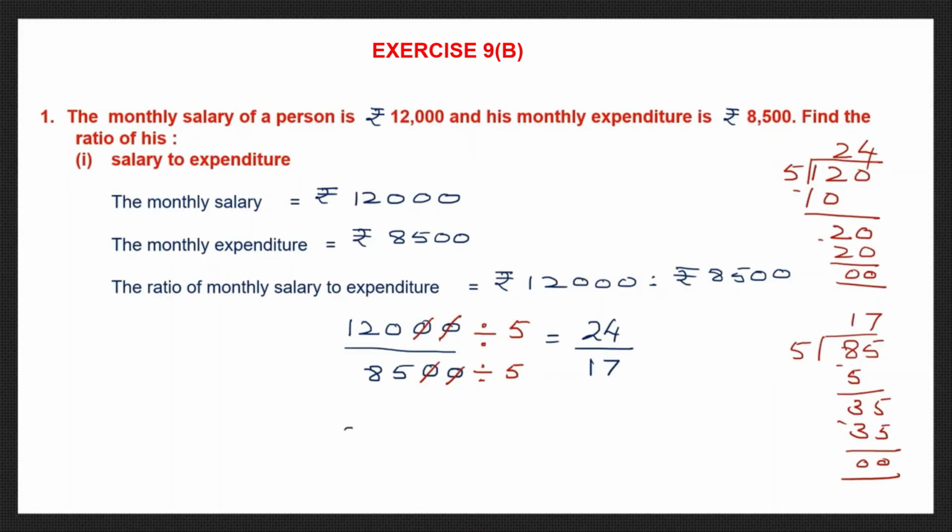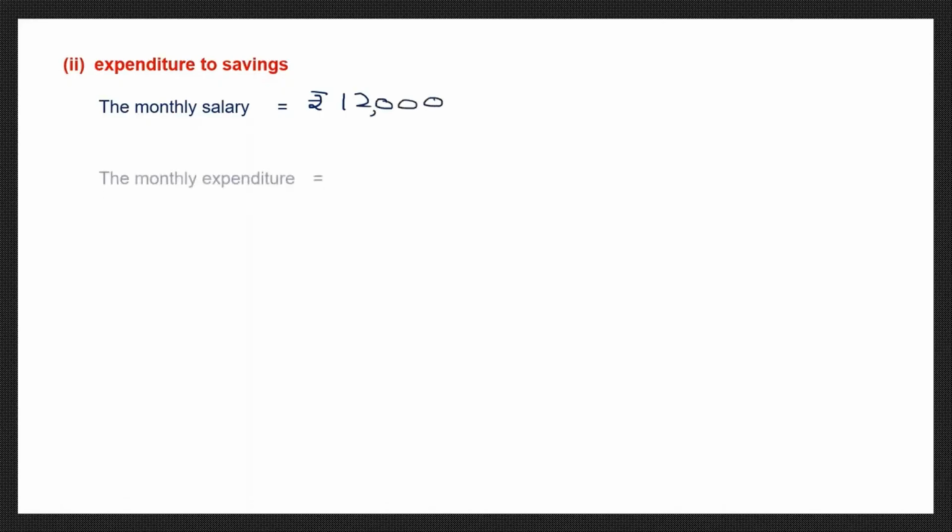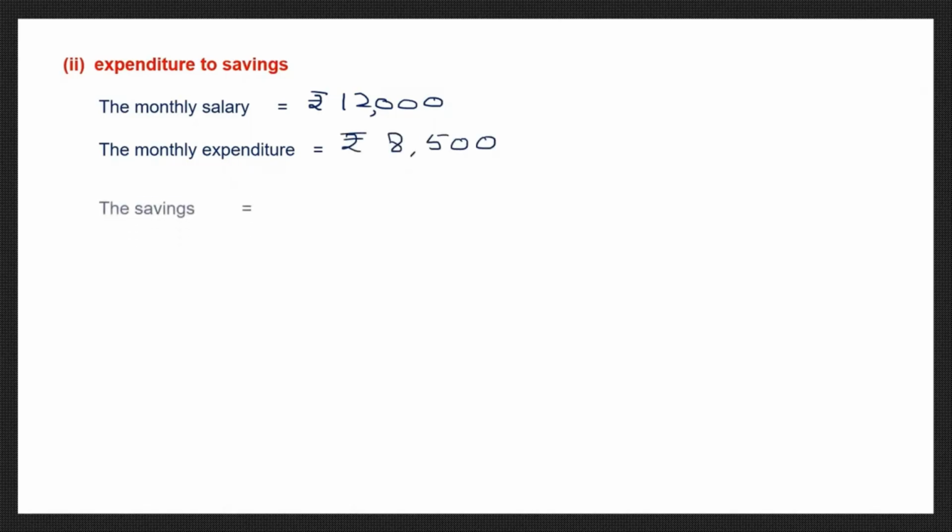Now when I write it as a ratio, it becomes 24 is to 17. So this is the ratio of salary to expenditure. 24 is to 17. Question 2. Now we have to find the ratio of expenditure to savings. So what is his monthly salary? His monthly salary as given in the question is 12,000 rupees. Then his expenditure is also given in the question. It is 8,500 rupees. Now we have to find his savings.